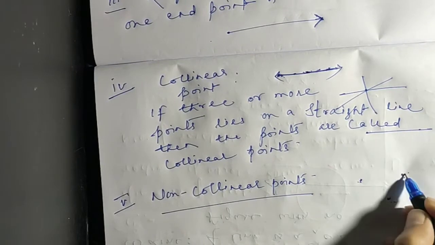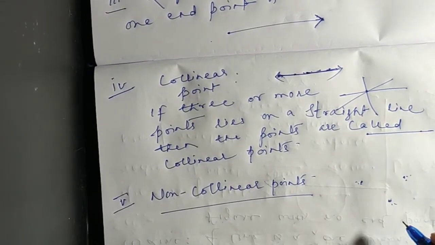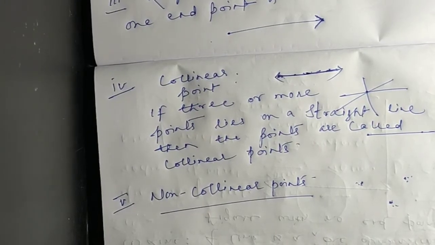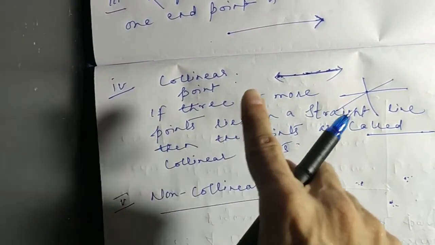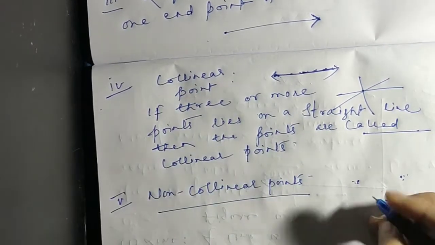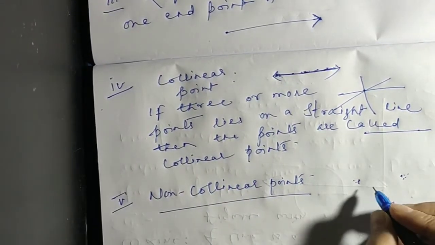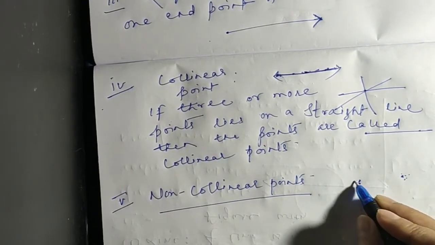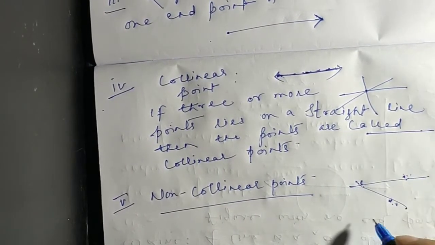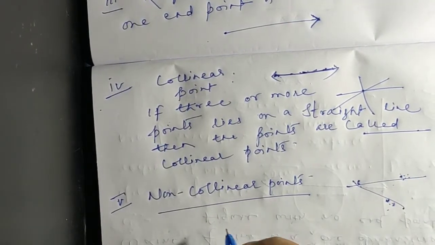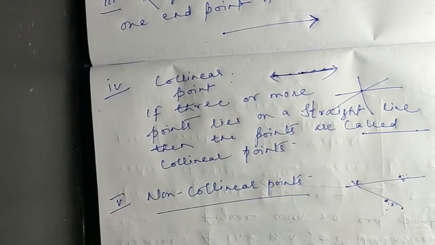So here also the same definition comes. If 3 or more points do not lie, here do not lie, here lie. If they lie in a straight line, then they are called collinear points. If they do not lie in a straight line, since here you can see these 3 points do not lie in one straight line, this is going here, this is going here, right? So these 3 points are not lying in one straight line. So that's why these 3 points are non-collinear points.